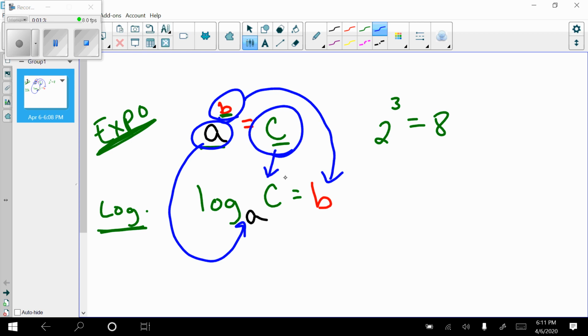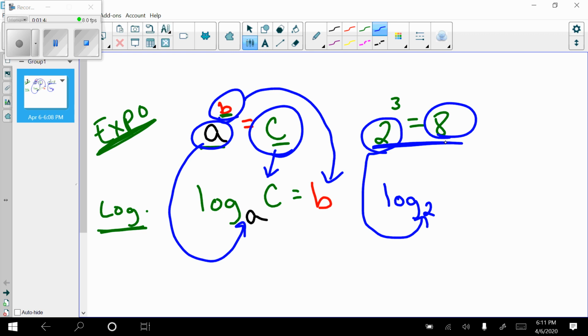If I was changing this from exponential form to log form, this would turn into log. This would become what we call our base, which is down here, 2. The 8, which is the answer, would go here, and then equals 3. I know that's kind of weird, but just follow along. I put them in certain colors so you can follow where they go, and you're going to be practicing going back and forth from exponential to log, and then also from log back to exponential.